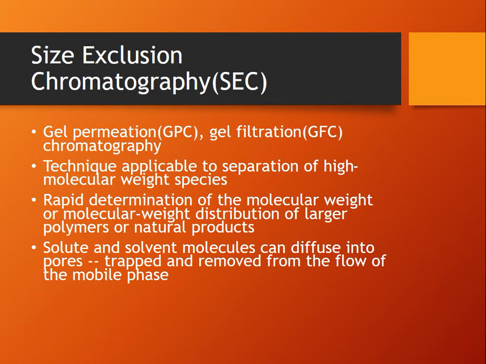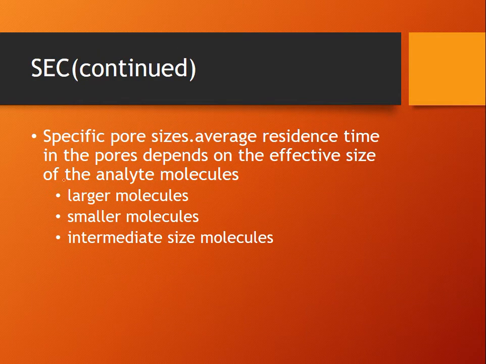Now next. Gel permeation and gel filtration chromatography are techniques applicable to the separation of high molecular weight species like amino acids, lipids, etc. They allow rapid determination of the molecular weight or molecular weight distribution of larger polymers or natural products. Solute and solvent molecules can diffuse into pores, become trapped, and be removed from the flow of the mobile phase. For specified pore sizes, the average residence time in the pores depends on the effective size of the analyte molecules.